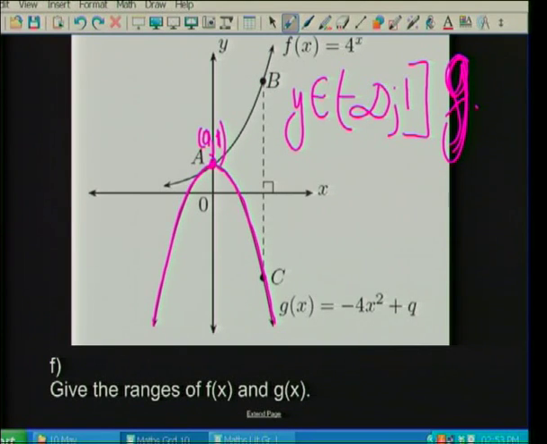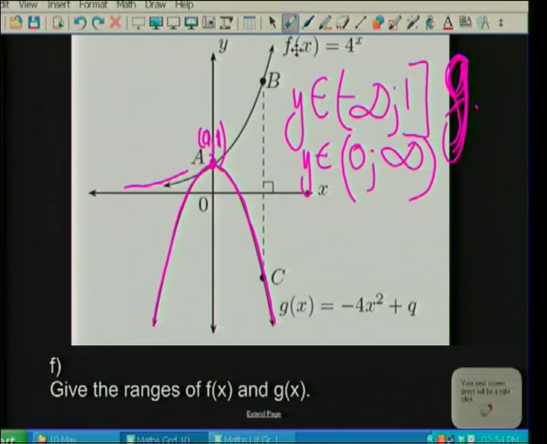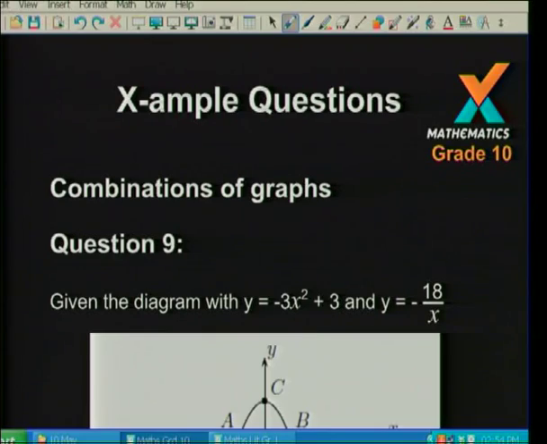Then for the range of f, which is my exponential graph, the x-axis is an asymptote. So f gets closer and closer to the x-axis, but it never touches it. So therefore, it is defined only for positive y values. So y is an element of 0 with a round bracket, because the graph doesn't actually touch the asymptote, and it will go on to infinity. And remember that infinity always gets a round bracket.